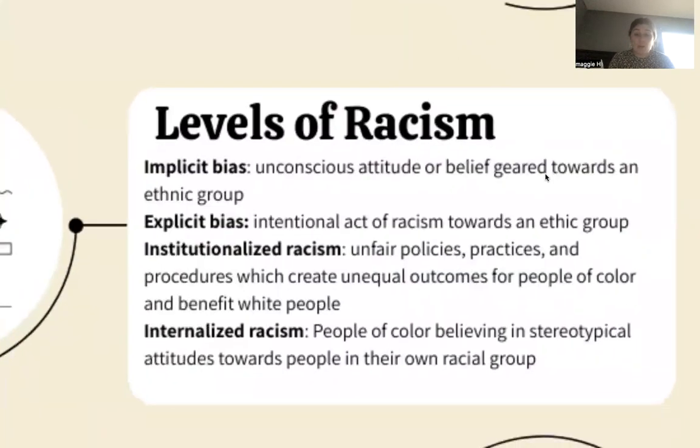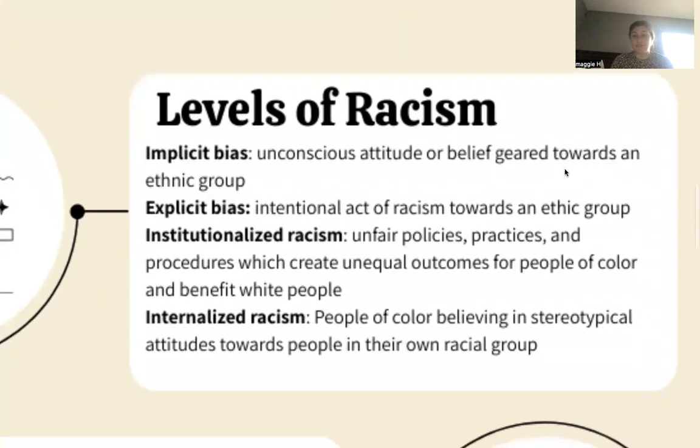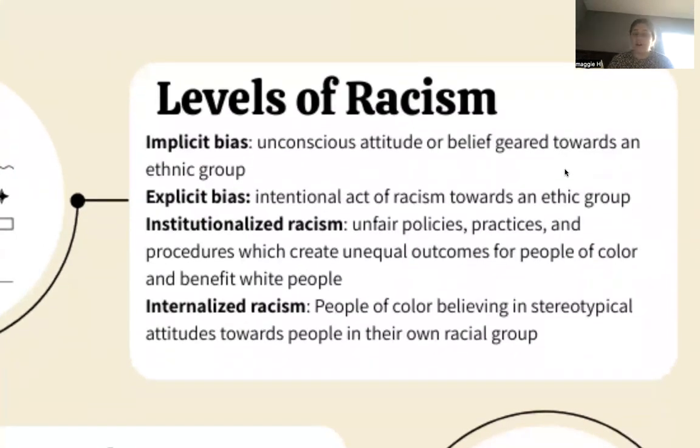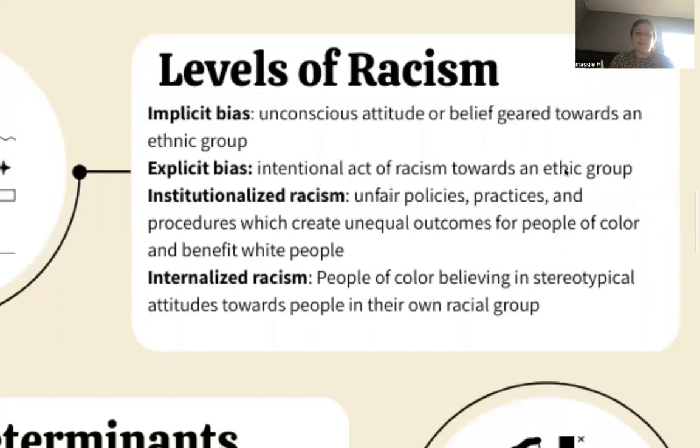Explicit bias would be an intentional act of racism. This would just be plain old racism that we see every day on the news, or we see in the papers, we see in the books. That would just be saying terrible things about an ethnic group or a community of people. Institutionalized racism would be unfair policies, practices, and procedures that create unequal outcomes for people of color and usually benefit white people.